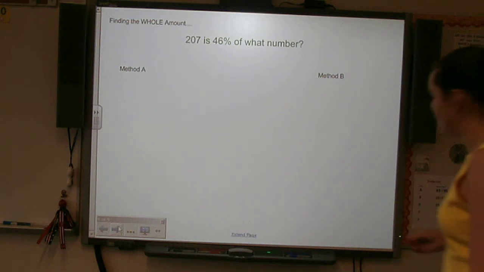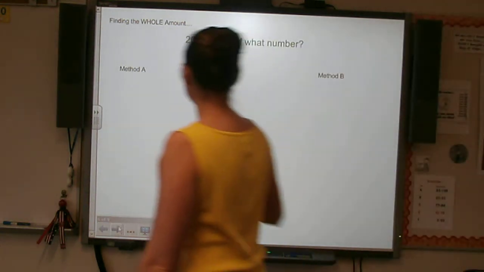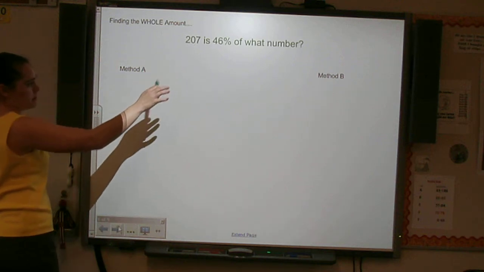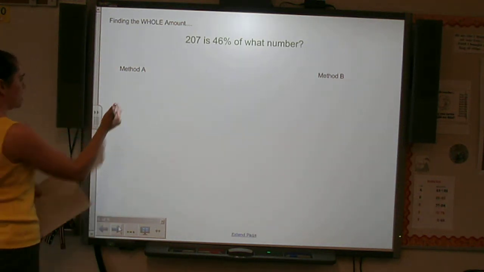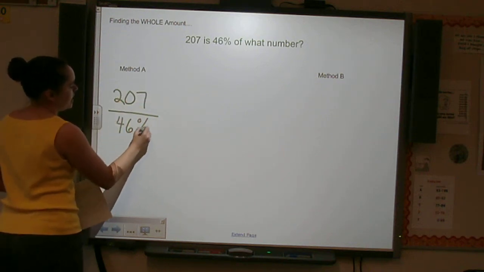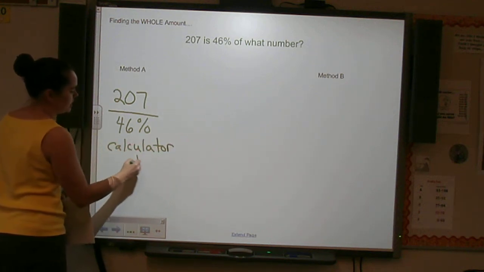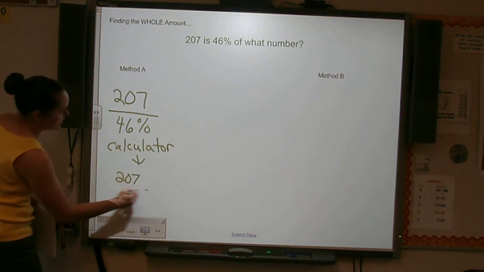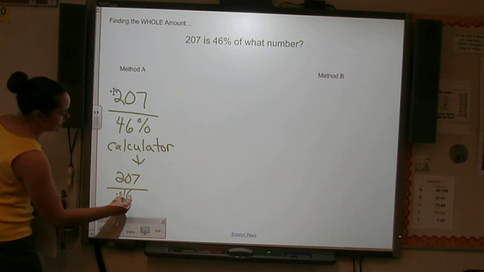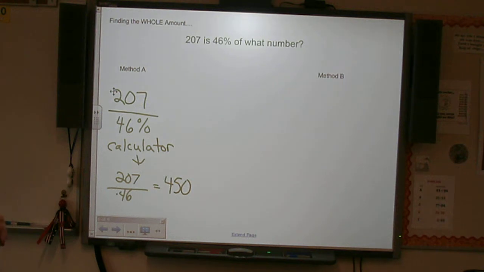Now the short method of solving this, our method A, which is what we did in class today, we knew that we had that 207 was the amount of some number, okay, and it was 46%. So we just say 207 divided by the 46%. Now again, in your calculator, you're going to want to put this into a decimal. So we have 207 divided by 0.46, and that is going to equal 450. Okay? So using method A, 207 is 46% of 450.